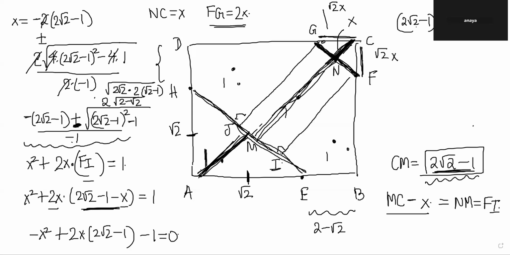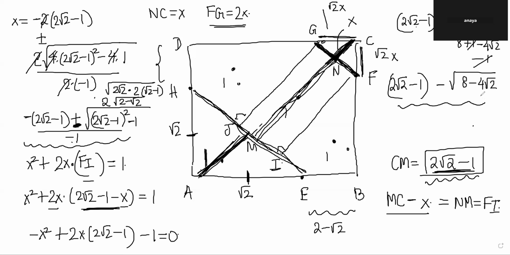So minus inside the square root, I will keep it as it is for now. 2 root 2 minus 1 whole square minus 1. You can even square it out and simplify it. So it will become 8 plus 1 minus 4 root 2 minus 1, right? So it is square root of 8 minus 4 root 2. And outside there is 2 root 2 minus 1 minus, right? This is the solution of x from the quadratic.